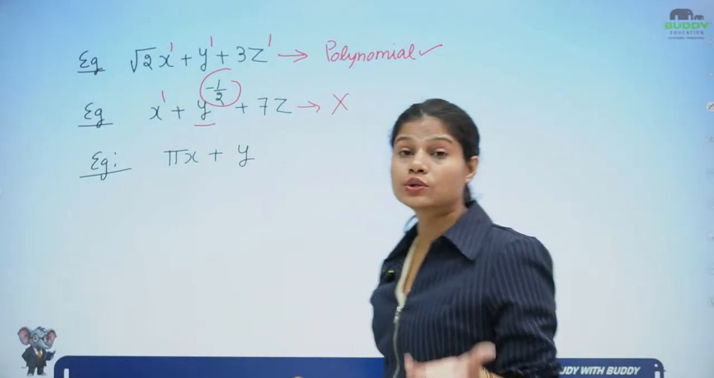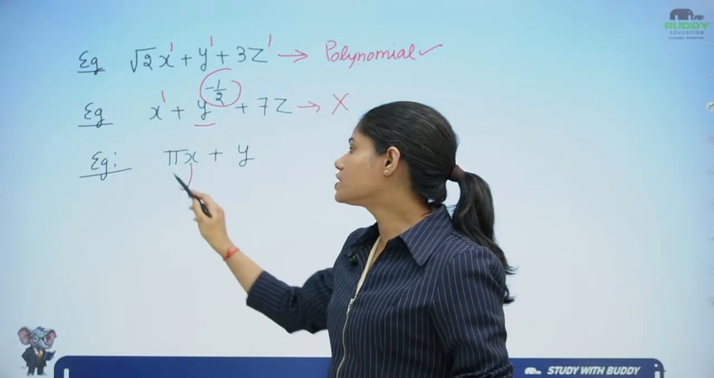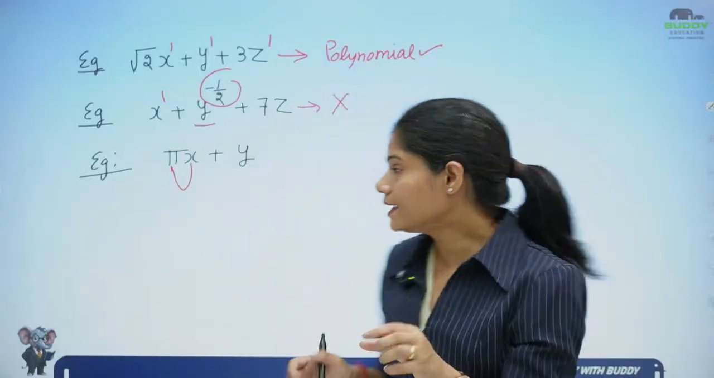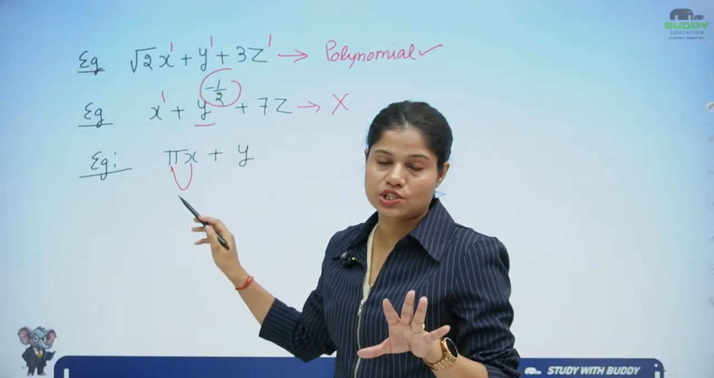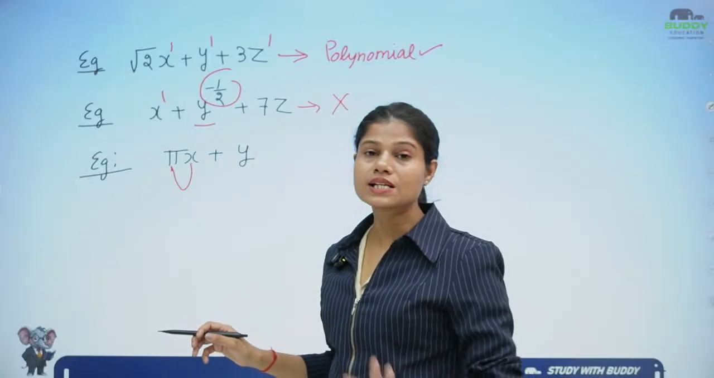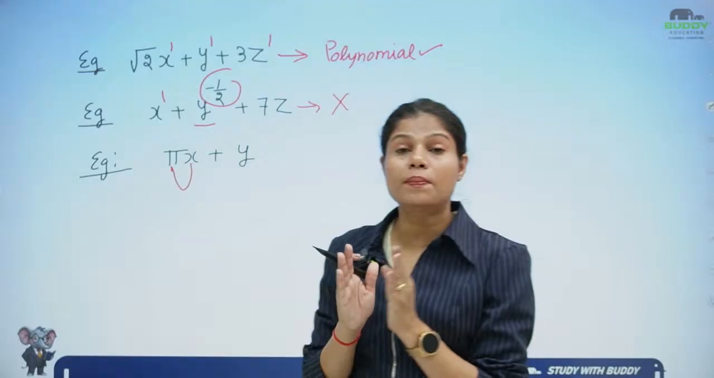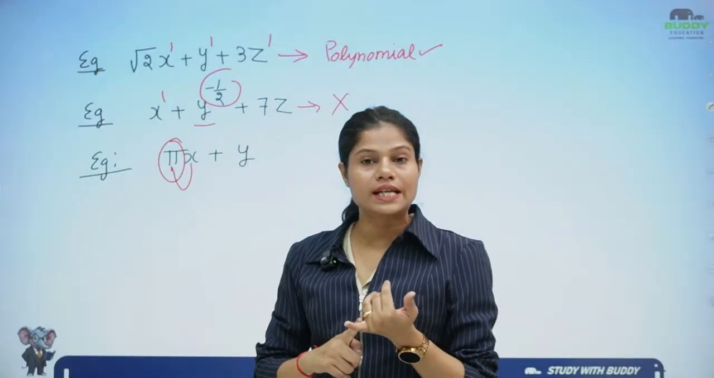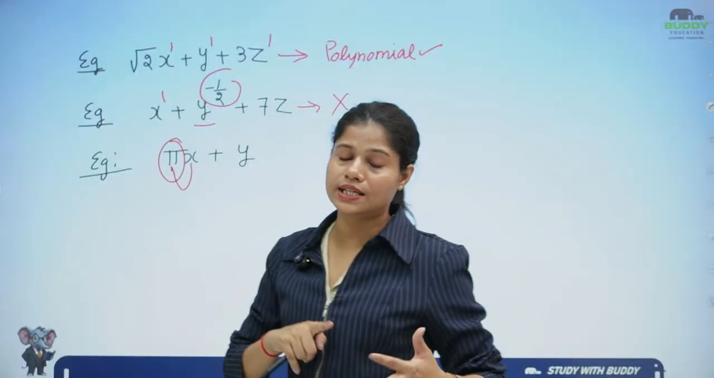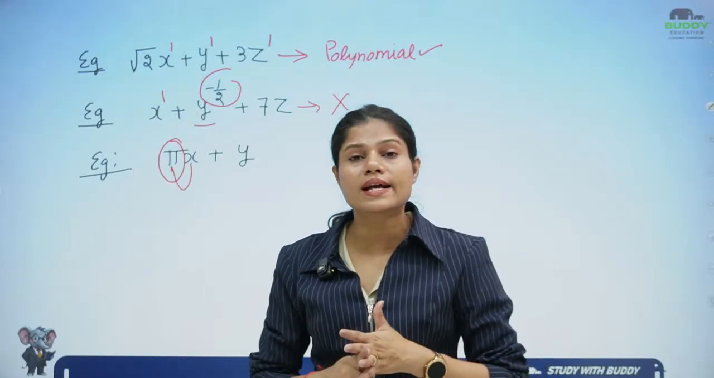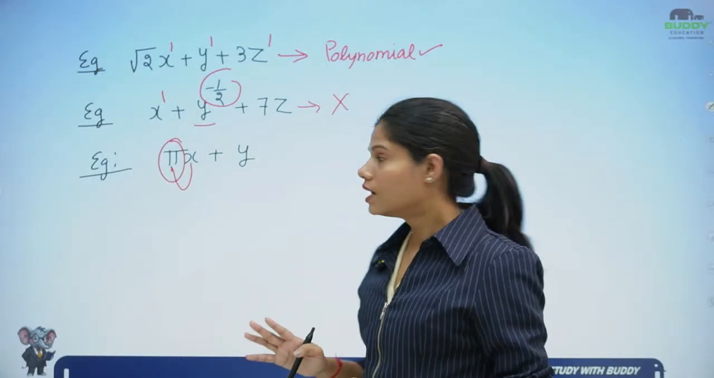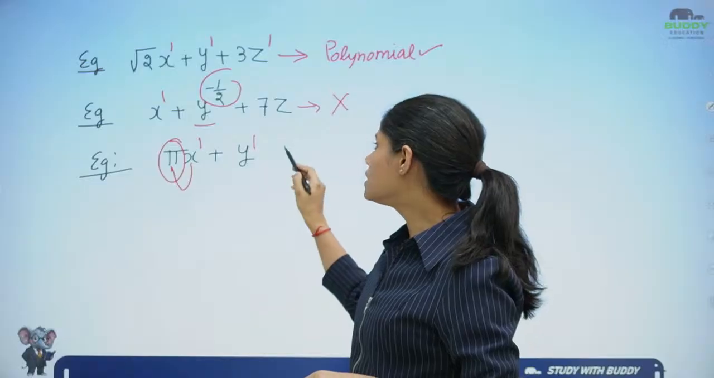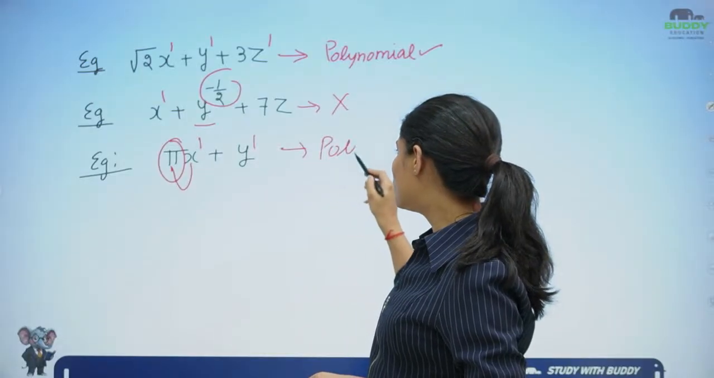Now let's talk about the third example. Here the coefficient. Coefficient means the number that is being attached to the variable, right? So here the coefficient is pi, which is irrational. But does it matter? No, because we are only concentrating on the power of the variable. So it does not matter whatever the coefficient is. The coefficient can be negative, rational, or irrational, it can be any form of real number, right? The only concentration should be on the power. So here the power is 1, power is 1, so it will also form a polynomial.